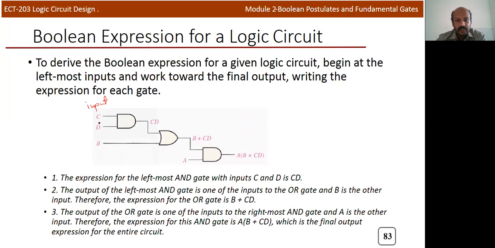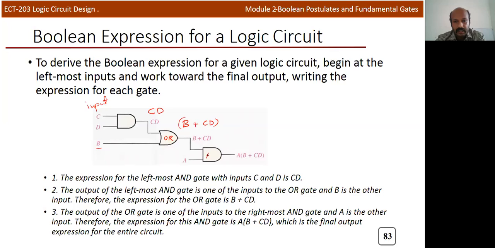If you look at this particular point here, you can see an AND gate. The inputs of the AND gate are C and D. So this is an AND function, and you can write CD. That's the output of this gate, and this output is fed to the input of this OR gate. Another input of this OR gate is B. So one input is B and another input is CD, so you can write B plus CD. You got the output of this OR gate.